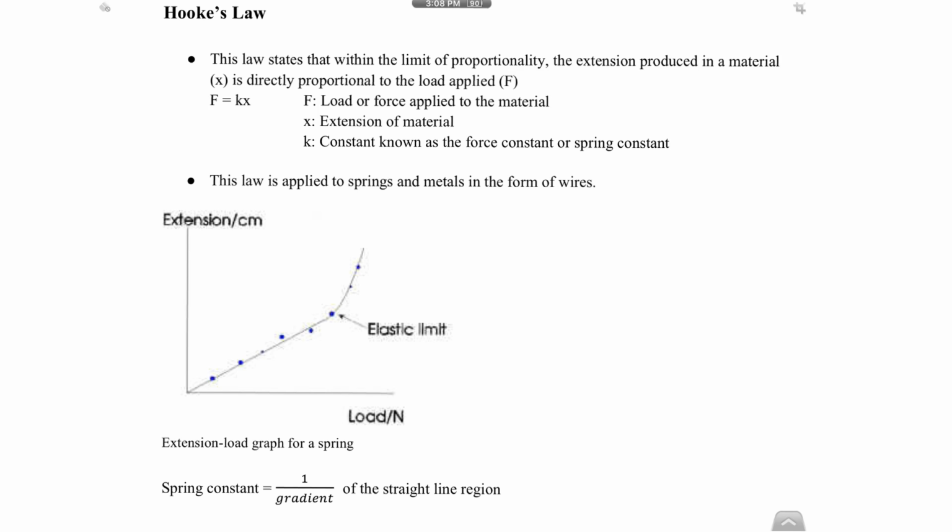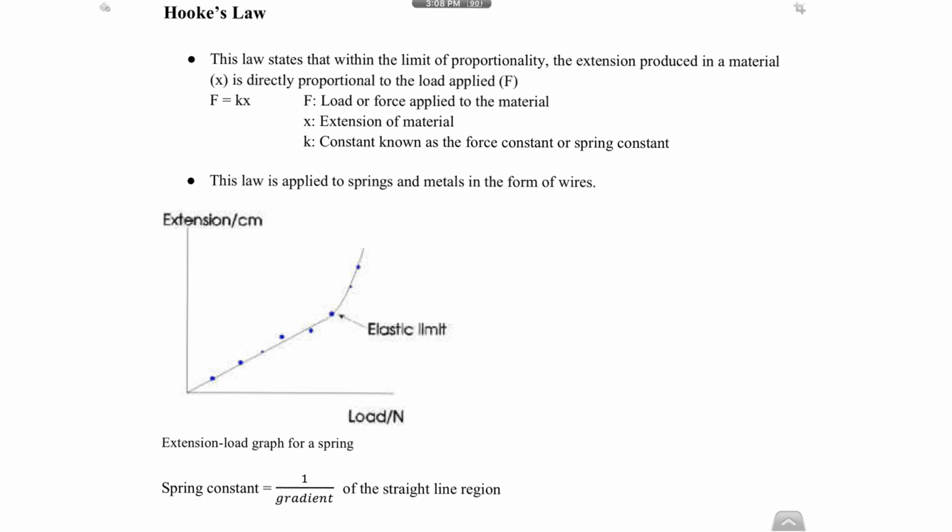Now, the next thing we're going to learn is about Hooke's law. So what does Hooke's law tell you? Hooke's law says that within the limit of proportionality, which I will explain to you, the extension produced in the material is directly proportional to the load applied.